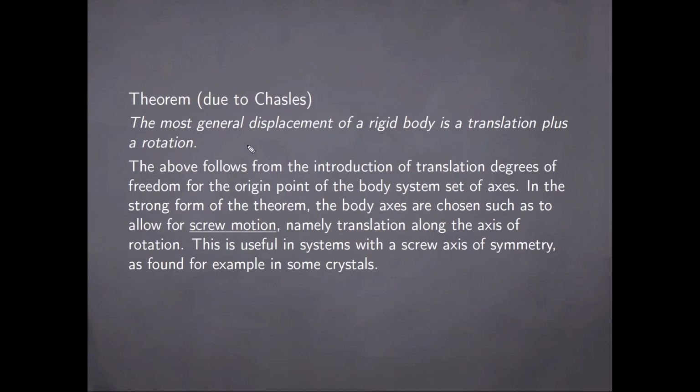Lastly, at this point, as a corollary to Euler's theorem, there is the more general statement of the theorem due to Chasles, which says that the most general displacement of a rigid body is a translation plus a rotation. And the above result follows immediately from the introduction of the translation degrees of freedom for the origin point of the body system set of axes. This theorem has a strong form, which states that the body axes are chosen such as to allow for screw motion, namely for the translation to be along the axis of rotation.